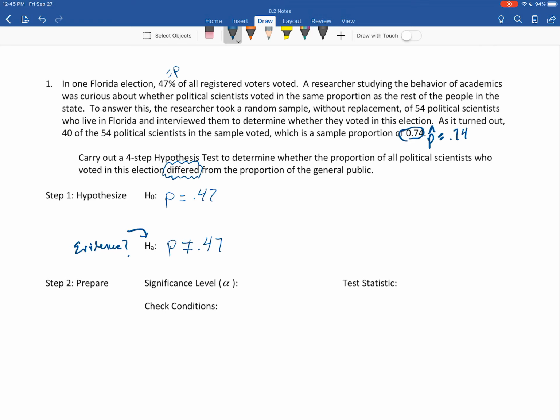Okay, let's see. We need to set up our significance level. We haven't been told what to use, so let's just use the default, alpha equals 0.05. And because we are working with proportions, everything in here is a proportion, what we are going to use as our test statistic is the z statistic.